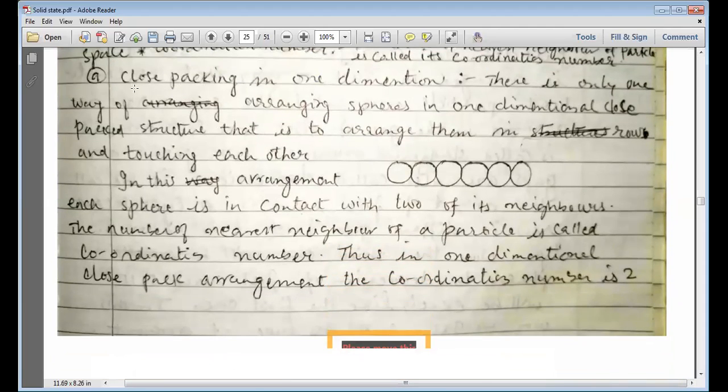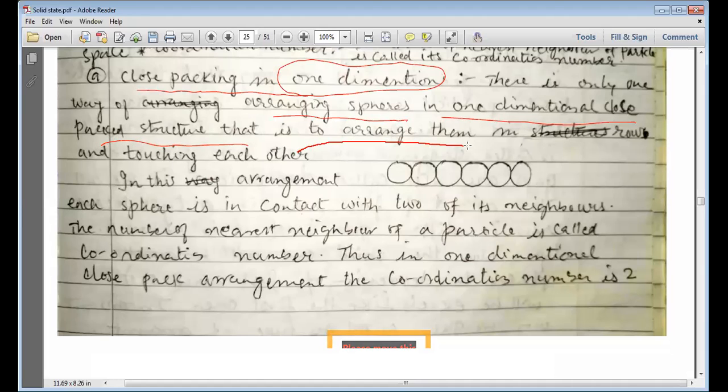Now let us study first the close packing in one dimension. There is only one way of arranging the spheres or particles in a one-dimensional close packed structure. That is to arrange them in a row and touching each other. You have been watching this, where we have arranged the particles in one dimension, and you can see that this particle has got two nearest neighbors.